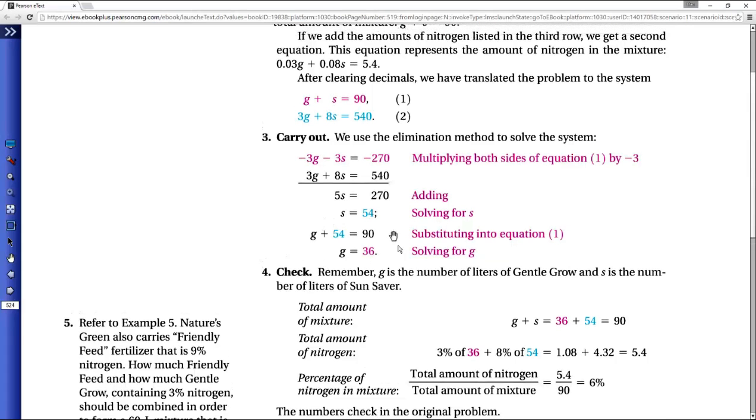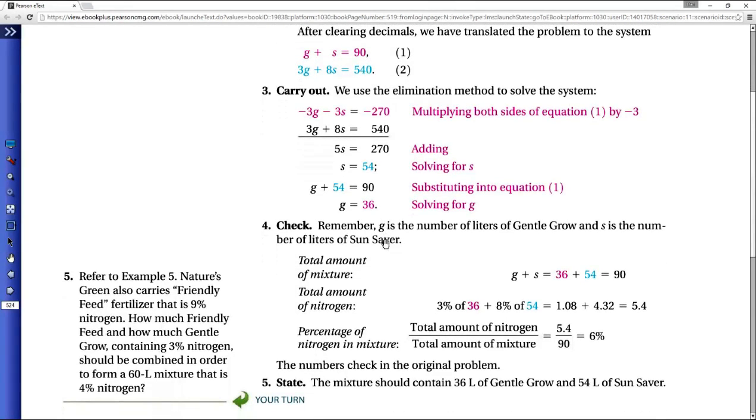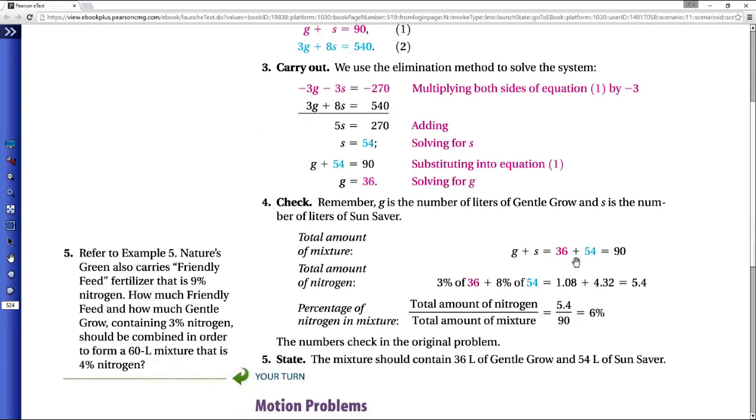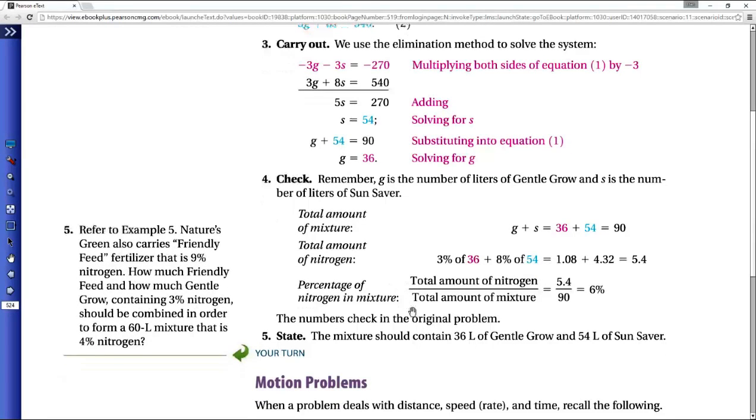Now, does that make sense that we would have 54 and 36? What does that add up to? And that adds up to 90. So we're on the right track, okay? And that's what they kind of show us here. Well, the total amount of nitrogen in each one is 3% of the 36. Since I actually have a volume to work with, I can do this calculation. And same here, I can take 8% of 54, and I'm going to end up with actual numbers.